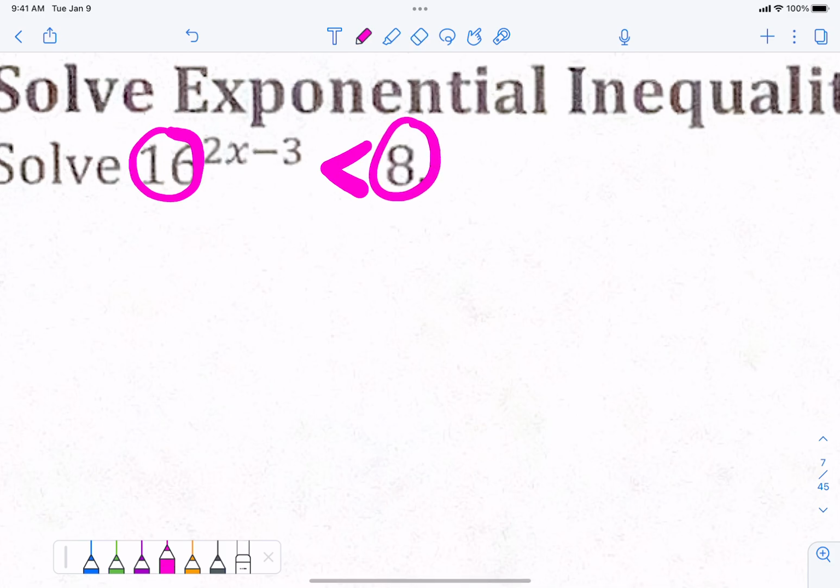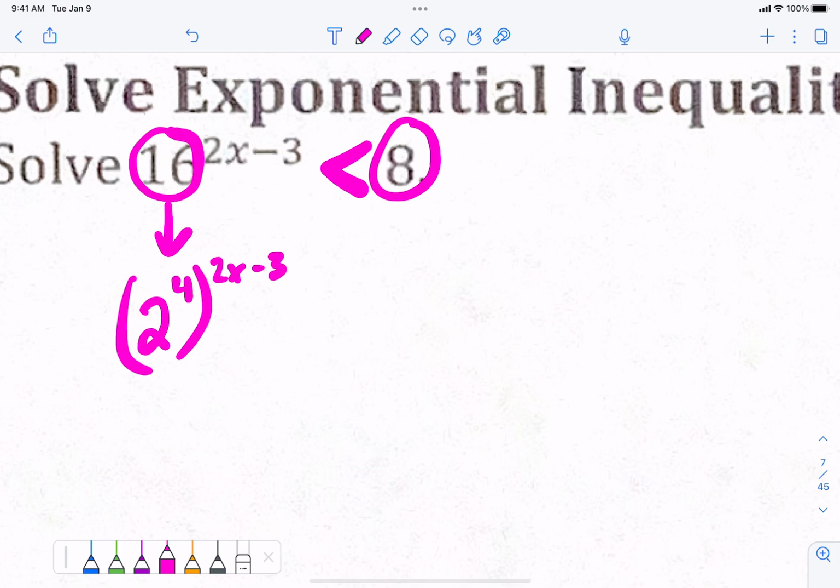So 16 as a power of 2. 16 is 2 to what power? How many times do you take 2 times itself to get 16? 4. Say 4. 2 to the 4th power is 16. And then we have the 2x minus 3, is less than 8, which can be written as 2 to the 3rd power. So we're going to rewrite them like that.